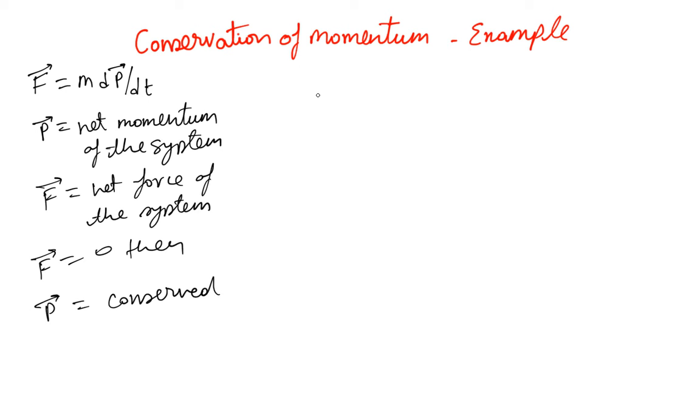So let's take an example. Let's say we have defined our x and y axis, because we know momentum is a vector. Whenever we deal with problems in vectors, we need an axis system. Let's say there are three particles like this. This is 1, this is 2, and this is 3.